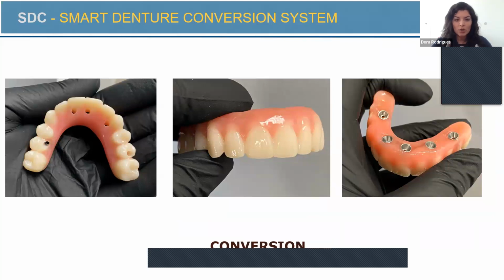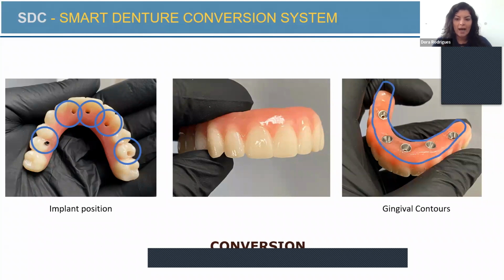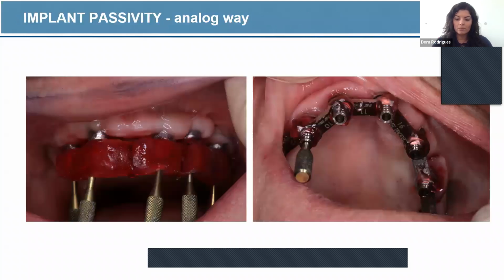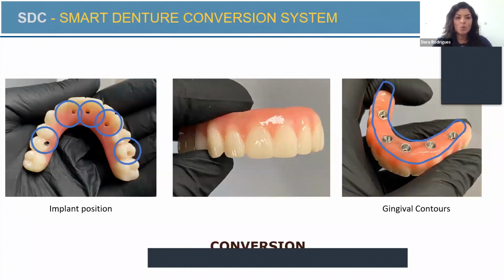So after we do the conversion, what do we have? We have our implant position that was captured in the mouth. That is the best, most accurate place possible to capture. And we have our gingival contours. So what do we need in order to capture exactly the same thing, but without having to convert that denture in the patient's mouth?